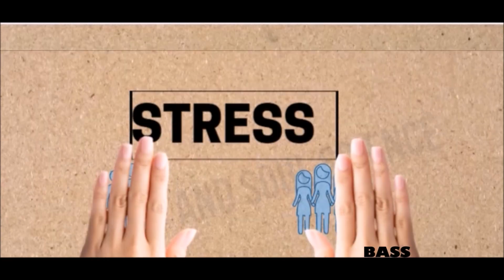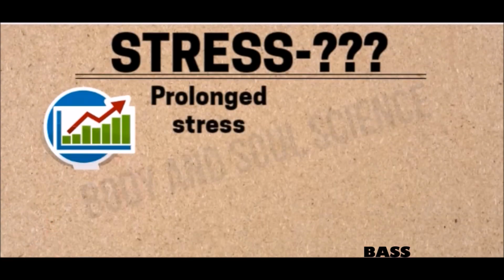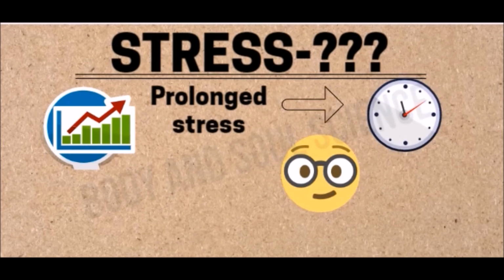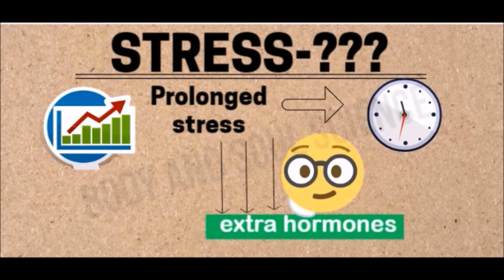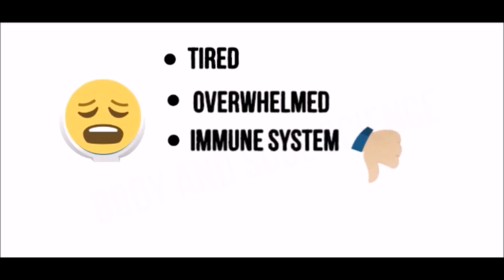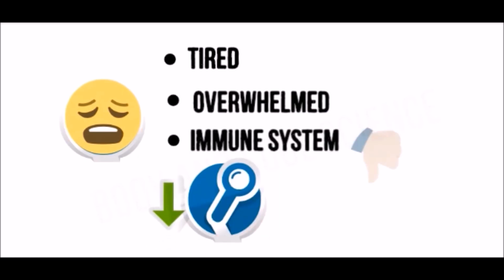Stress is a vague and undefined term that means different things to different people. Prolonged stress can cause the nervous system to remain in a state of moderate alert, releasing extra hormones for a long period of time. This causes the exhaustion of the body's reserves. It is then that the person feels tired and overwhelmed, the immune system gets weakened, and other health problems begin to emerge.